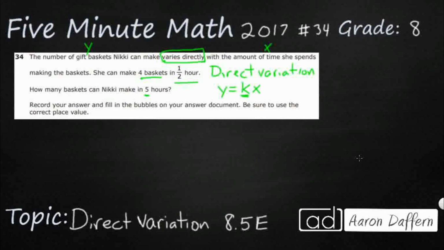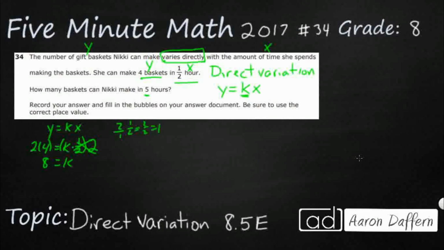So she can make 4 baskets in the time of half an hour. So let's figure out what that is. So I've got y equals kx. So my y is 4. My k is going to be unknown. I'm going to multiply it by 1/2. All right, so I need to isolate that k. So how do I get rid of that 1/2? Well, you can multiply both sides by 2, right? Because 2 times 1/2 just equals 2 over 2, which equals 1. So let's multiply that by 2 as well. That's going to cancel each other out. And you're going to get k equals 8, right?